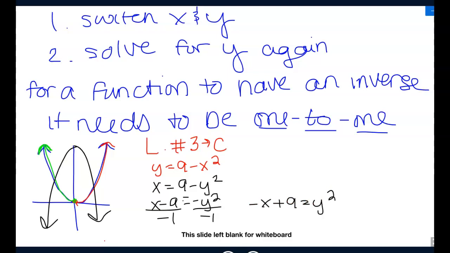How do you get rid of something squared? Square root. So again, the positive would go to this side, and then the negative, and that's where the plus or minus comes into play. So like the positive square root would account for one side of the quadratic, and then the negative would account for the other side.